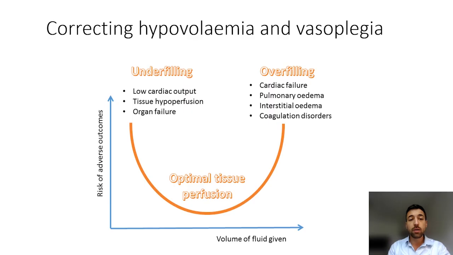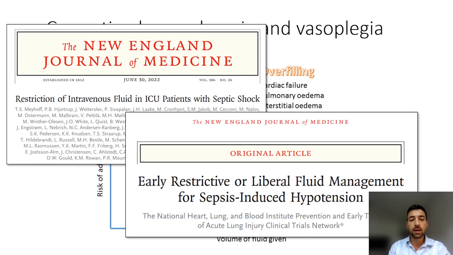In my research, we apply reinforcement learning to the never-ending question of hypovolemia and vasoplegia in patients with sepsis, and how we can best correct it. We know that there's a sweet spot where tissue perfusion is optimal, but that being under or above that sweet spot leads to increased risk of organ failure and death. And to some extent, the recent CLASSIC and CLOVERS trials did not answer that question.